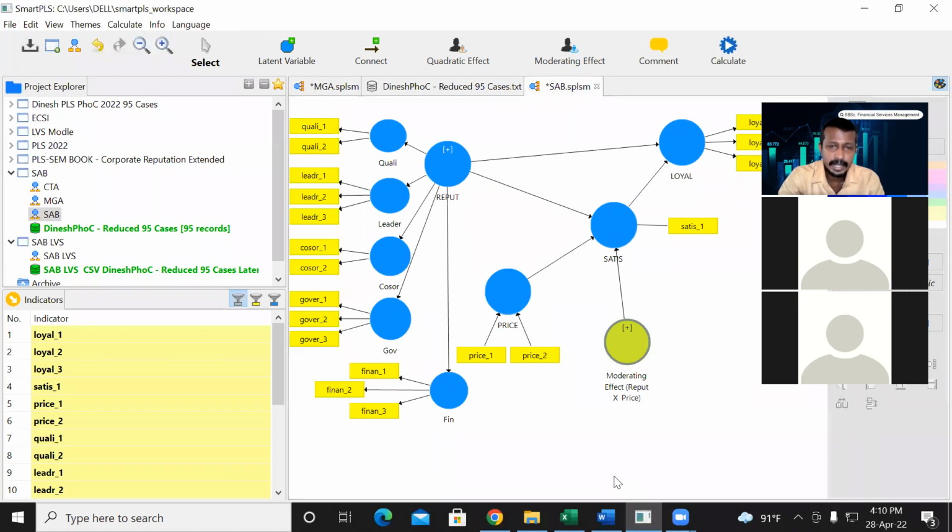Then therefore you have this option. Some can be formative, some can be reflective. In PLS, you have both options. In the same model, you can have both. Some are formative constructs, some are reflective constructs. Or all can sometimes be formative. That is also possible. But in AMOS, you don't have that option. You have to be all reflective.